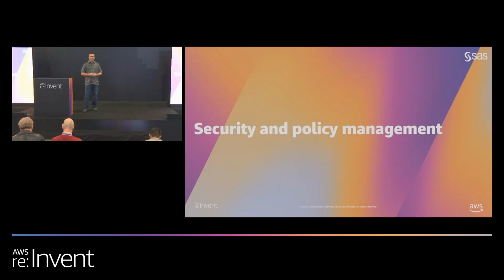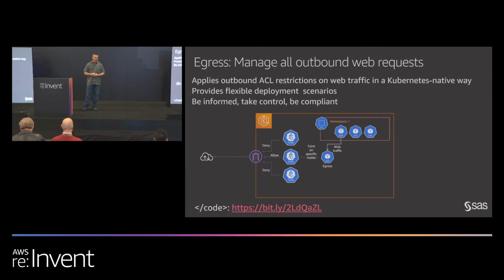Now, what about security and policy management? When we're working through cloud technologies, we can't ignore security. Security is a part of our daily life, especially in operations. We have to work through how we can make it as secure as possible. There's a couple things that we did for this. The first one is an egress controller. We're probably familiar with the ingress controller. This is the inverse of that.